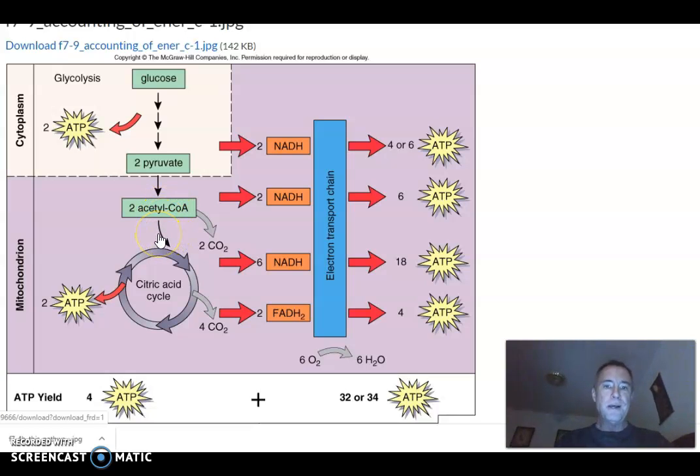Now, the acetyl then goes through the Krebs cycle, the citric acid cycle. What do we get from that? Well, in one turn, we got 3 NADHs, but we know we had to go through 2 turns, so we got 6 NADHs.